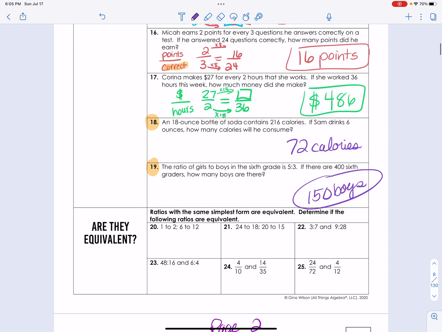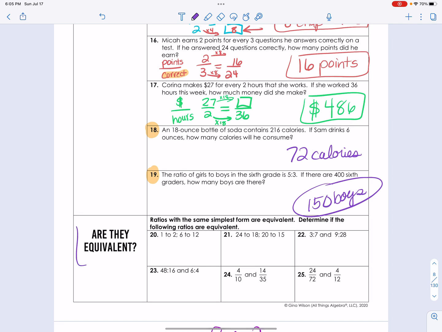All right, so then the last one, are they equivalent? That's the question. Ratios with the simplest form are equivalent. Determine if these are equivalent. Okay, so 1 to 2 is simplified. If I divide these both by 6, I get 1 to 2. So my answer is yes. Okay, they are equivalent.